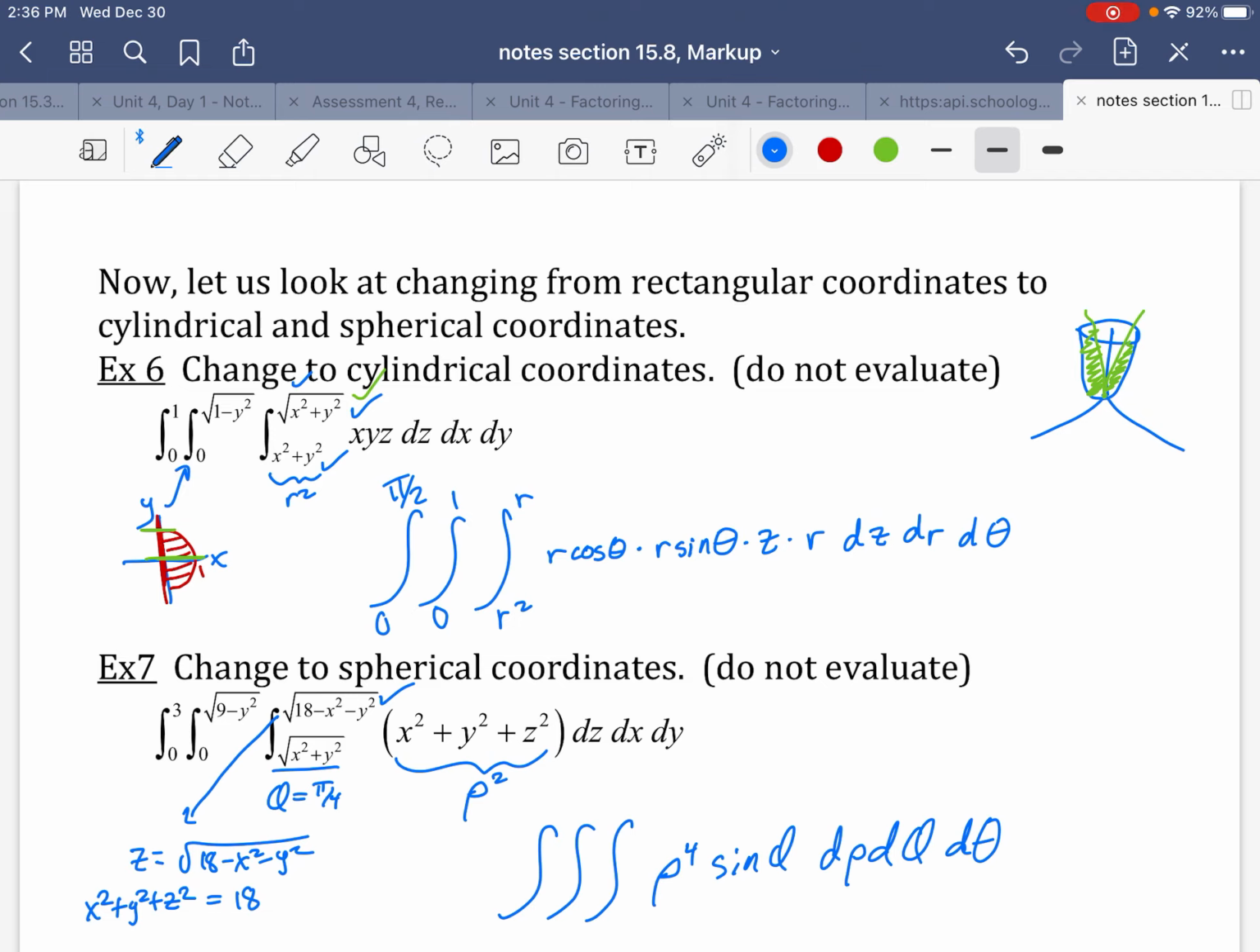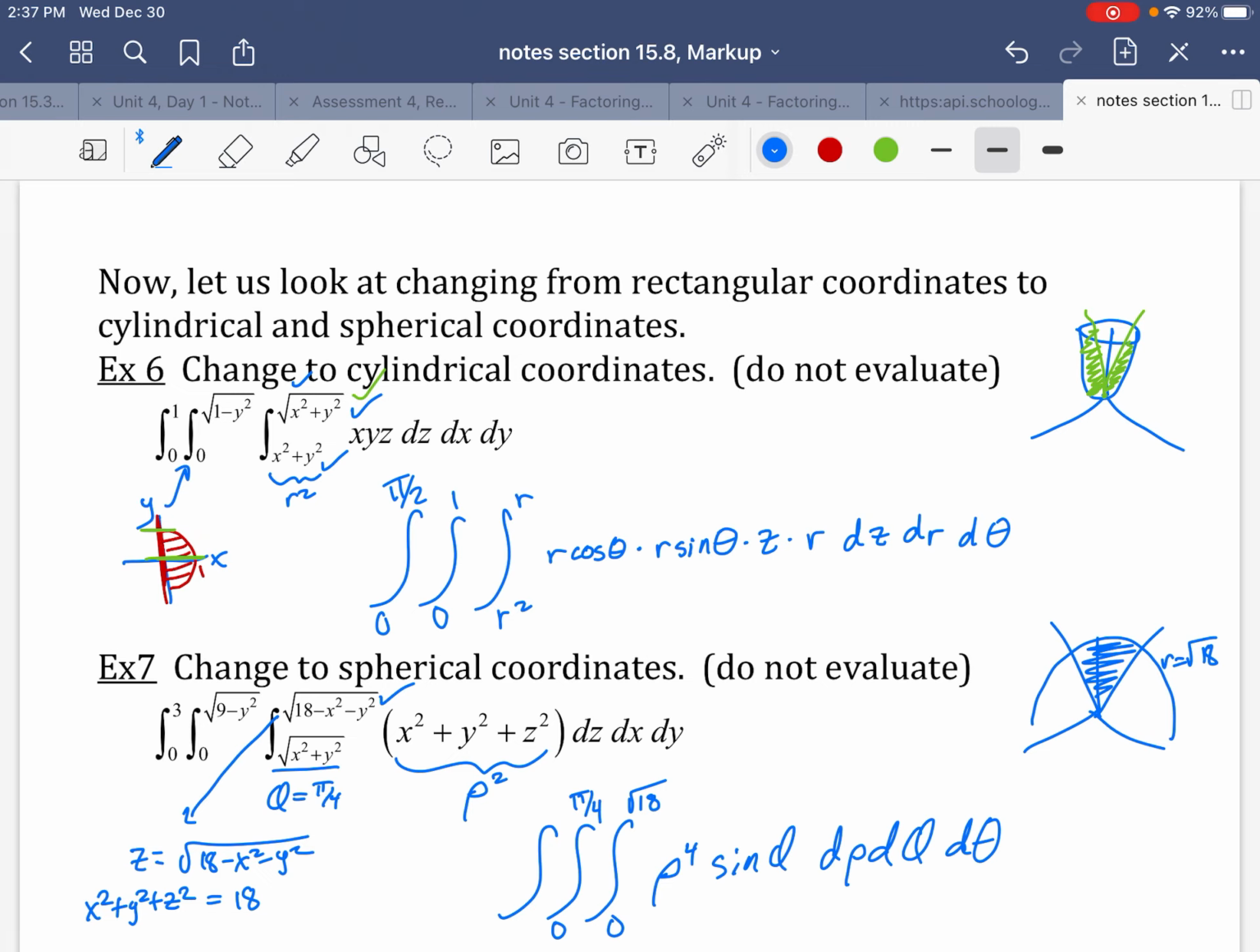So basically what's being done here, I'm staying between a cone and a sphere. The cone was 45 degrees, and the sphere that I'm staying inside had a radius of radical 18. So that tells me to stay within the sphere, rho from 0 to radical 18. The phi that it tells me to stay in was 0 to pi over 4.